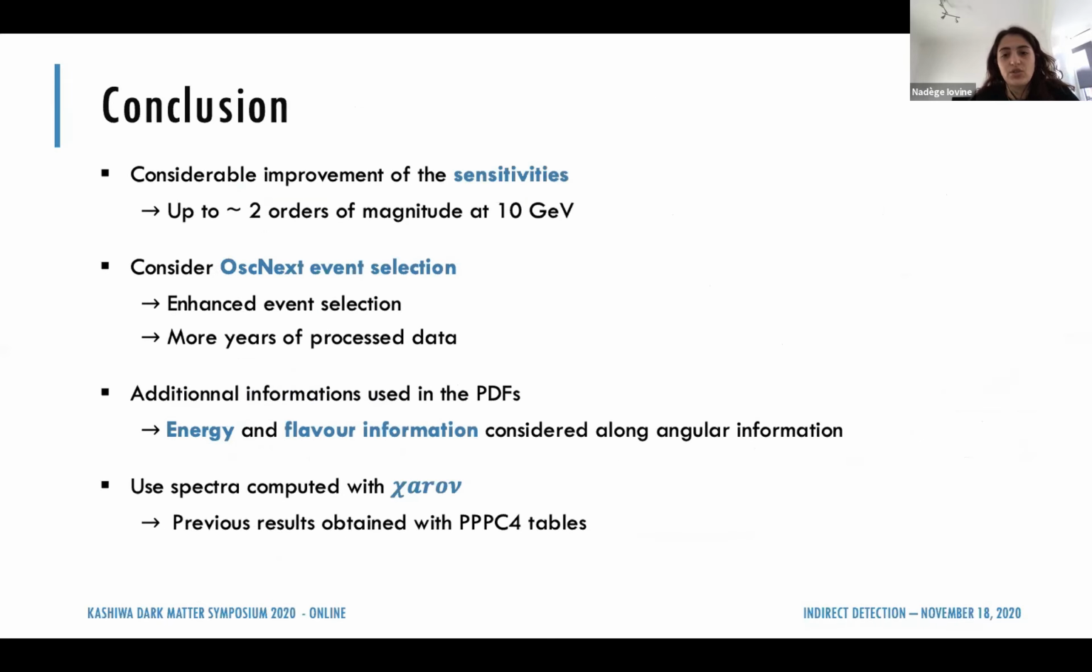So in conclusion, the sensitivities obtained for this analysis are showing considerable improvement over the previous IceCube results. These better sensitivities are due to a combination of factors: the improved event selection, for which more years of data were also processed; the fact that we consider the energy and the flavor information along with the angular information; and, to a lesser extent, the change of spectra from the PPC4 tables to the Charon spectra. So this brings me already to the end of my presentation.